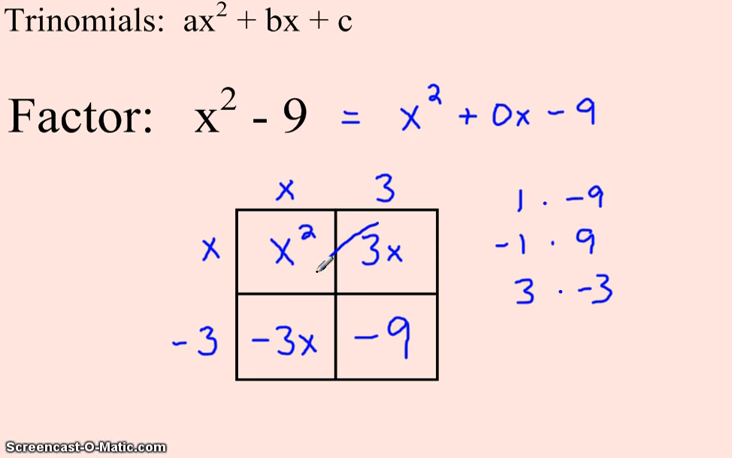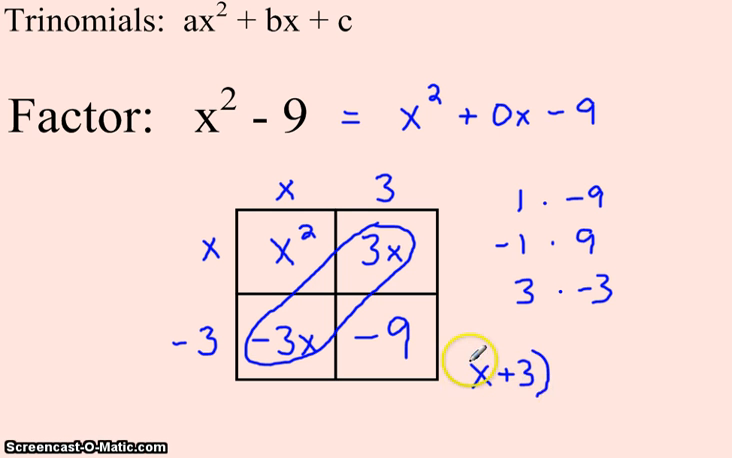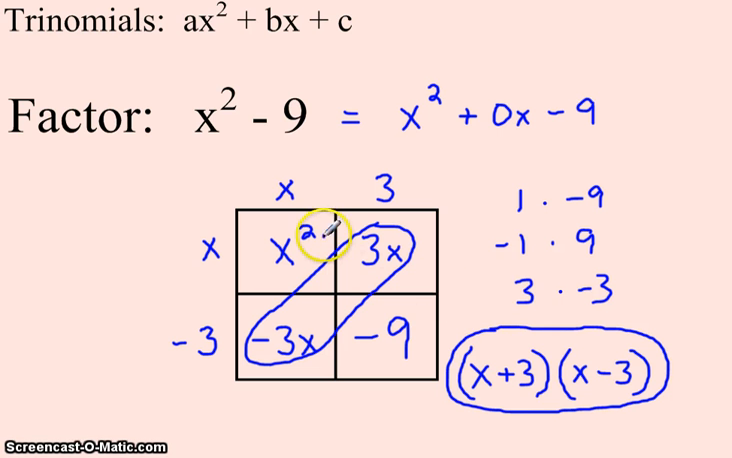When we combine our like terms to check this out, look at what happens. The 3x and the negative 3x give us that 0. So this is my factored form. It's going to be x plus 3 times x minus 3. That's my factored form of x squared minus 9. So even though this is a binomial, it's really a trinomial in disguise, and we can factor it like we would any of the normal trinomials. You're going to see that they kind of come out nice and neat like this.